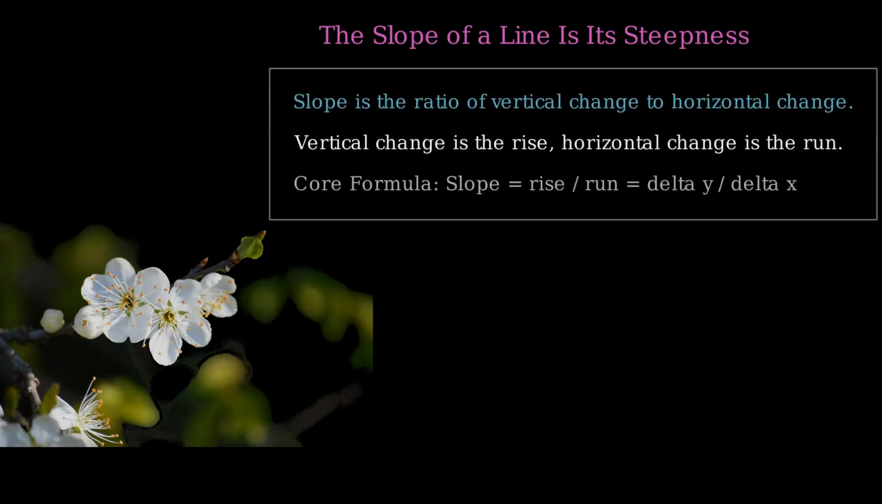The slope or gradient of a line is a measure of its steepness. The slope of a straight line is the ratio of the vertical change to the horizontal change between any 2 points lying on the line. The vertical change is often called the rise, and the horizontal change is often called the run. Therefore, slope is given by the formula rise over run, or delta y over delta x.